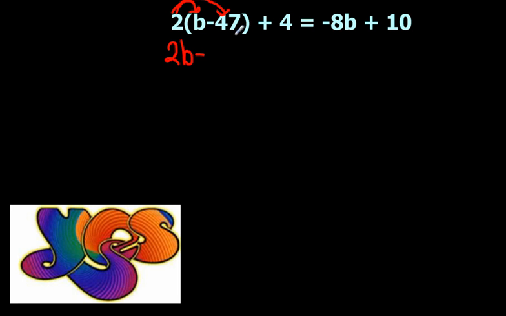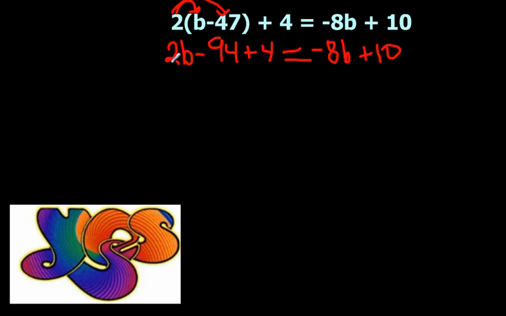2 times 47. I always think to myself, so I can do this in my head, 2 times 40 is 80, and 2 times 7 is 14. Add them together, you get 94 plus 4. And everything else is the same. And I'm super pumped because my variable's out of my parentheses.